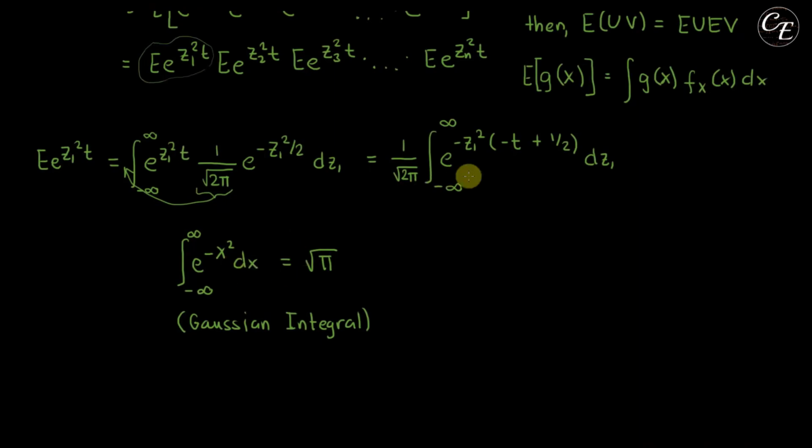So now, in here, to evaluate this one, using this to make it in terms of square root of pi, we need to make this x squared in here and the term in here to be the same.